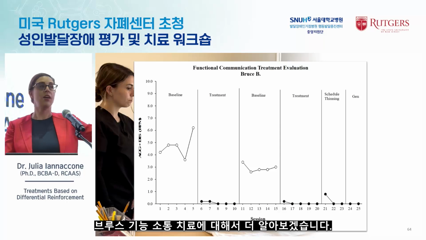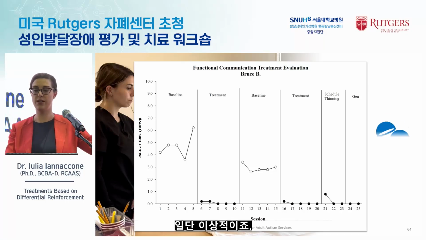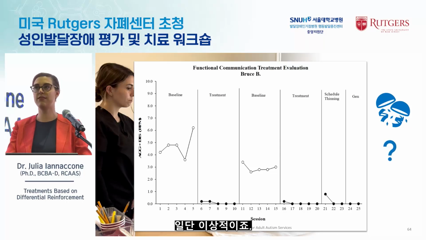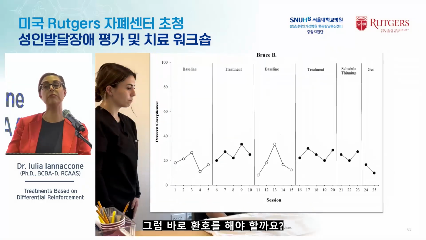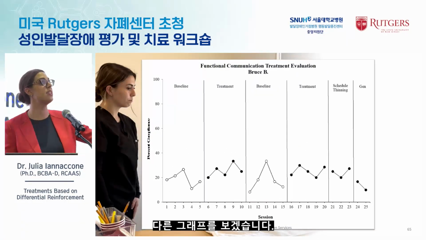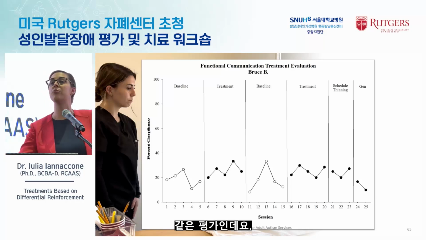Okay. So back to Bruce's functional communication treatment. So this looks great, right? Are we ready to have a party and celebrate our success? Let's look at a different graph. So this is in the same evaluation, but now we're looking at his compliance. So when we tell him to do something, is he doing it?